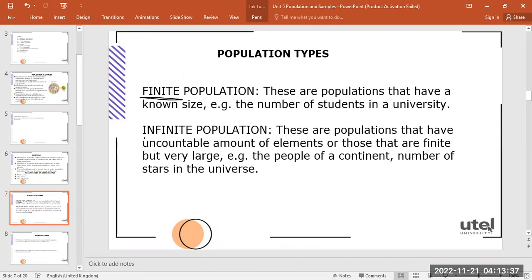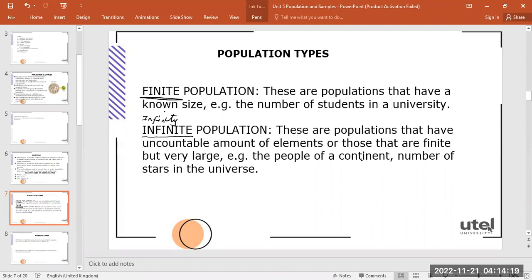Now, in the case of an infinite population, as opposed to a finite population, you look at the word infinite, gotten from the word infinity, which is a mathematical abstract construct to show something that is larger than what we can actually count, something that has no end. In other words, it has no known size. Here we say that these are populations that have an uncountable number of elements, or those that are finite but very large. An example is the number of people in a continent, let's say Africa or South America.